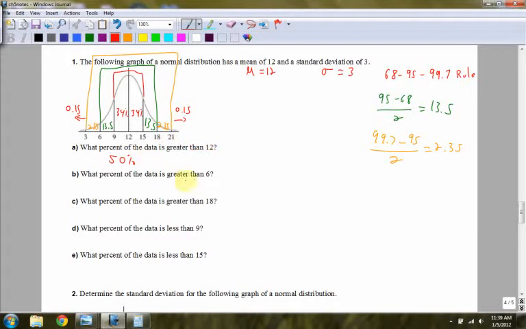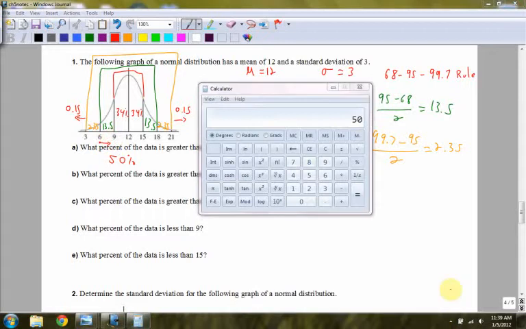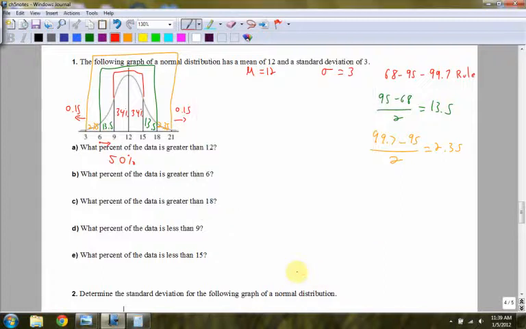Next thing it says, what percent of the data is greater than 6? Where is 6? Okay, 6 is down here. I've got all my information filled in and it wants greater than. So again, look at 6 and go to the right. So you can take the calculator and you can add all the values that are greater than 6. 13.5 plus 34. You might know right away what it's going to be anyways. Plus 34 plus 13.5 plus 2.35 plus 0.15. Should be 97.5% of my data.